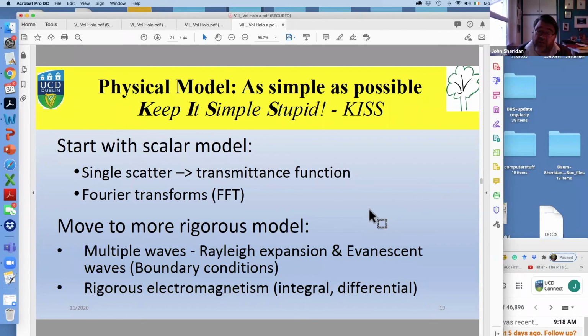Now, again, we did a rigorous model above. We looked at these boundary conditions, and we can have waves inside the volume and outside the volume, which are non-propagating waves. And all that would mean is that the phase term in the z direction would be real valued. So the beam would be decaying exponentially. And sometimes you have to retain those evanescent waves. And sometimes you get the wrong answer if you don't.